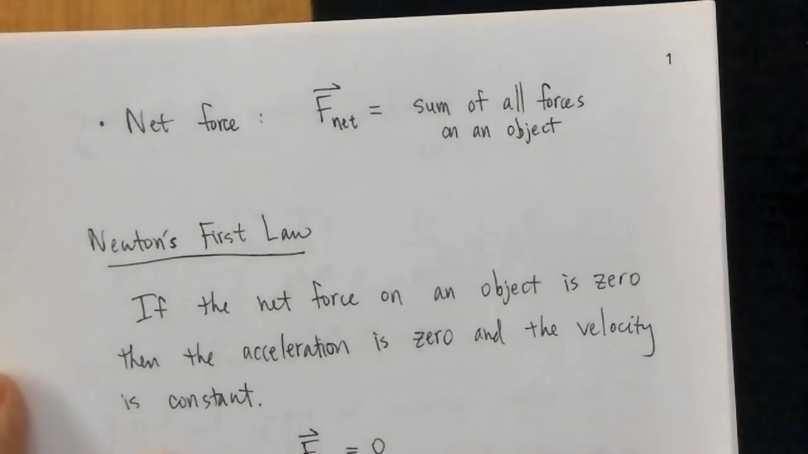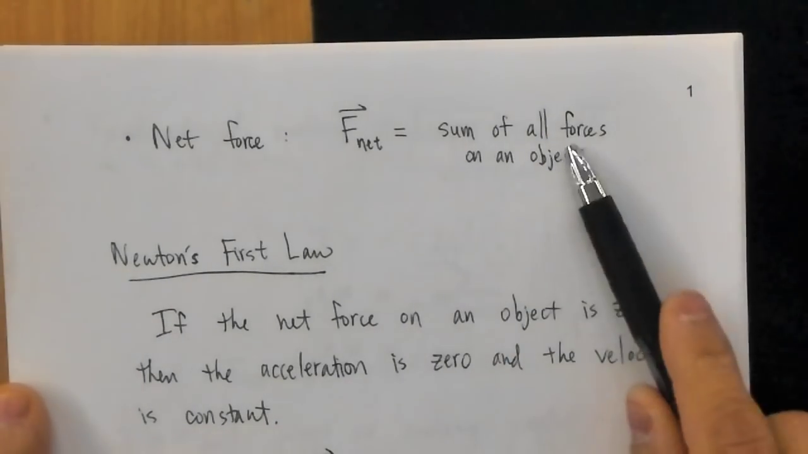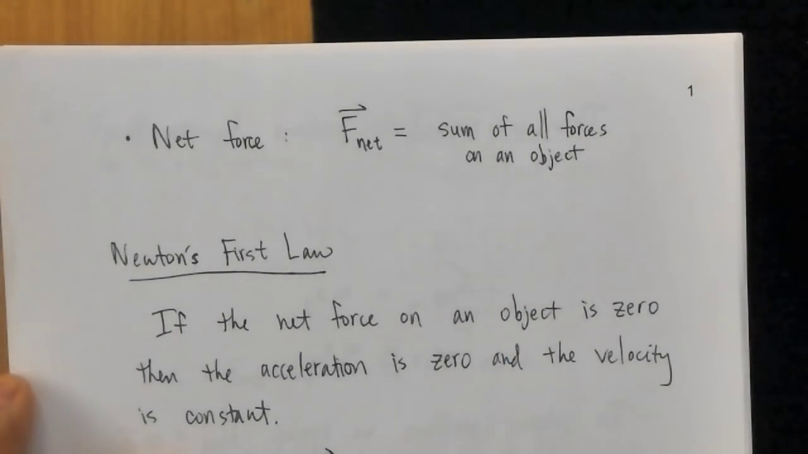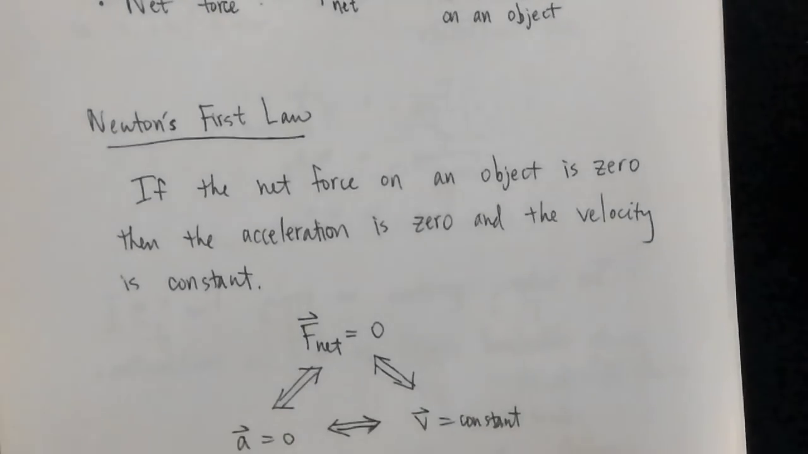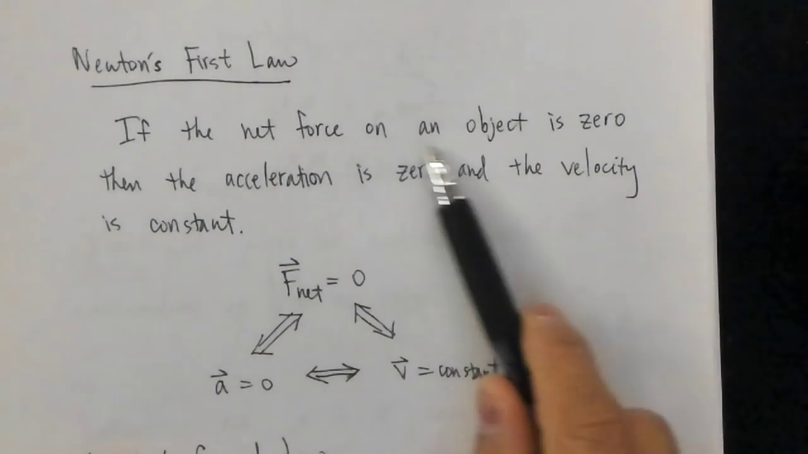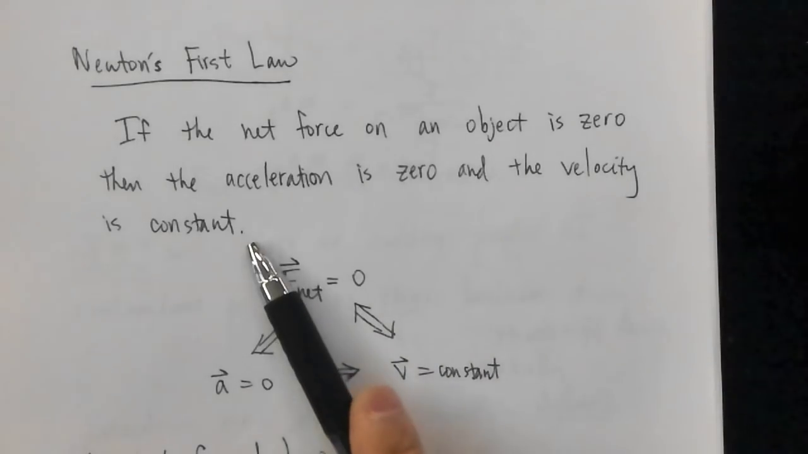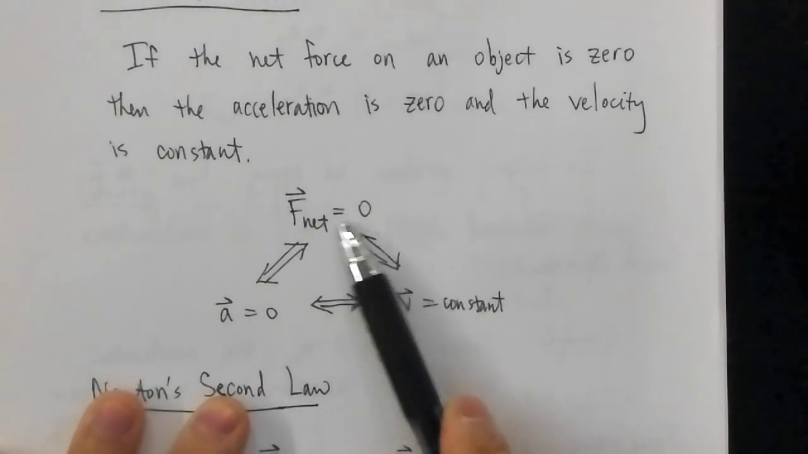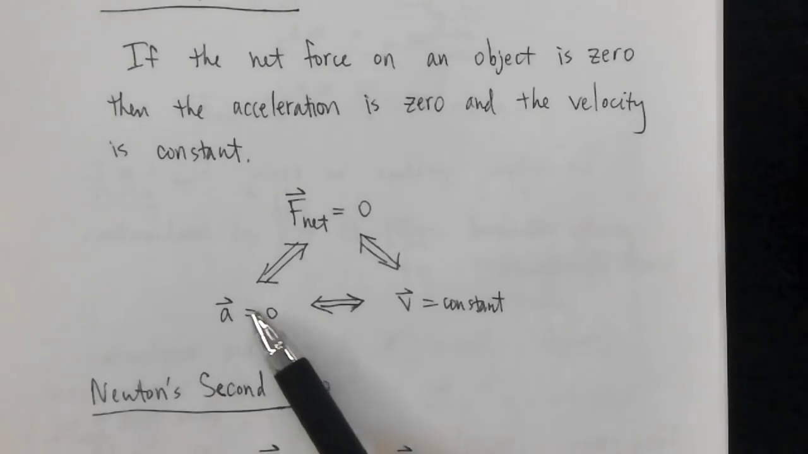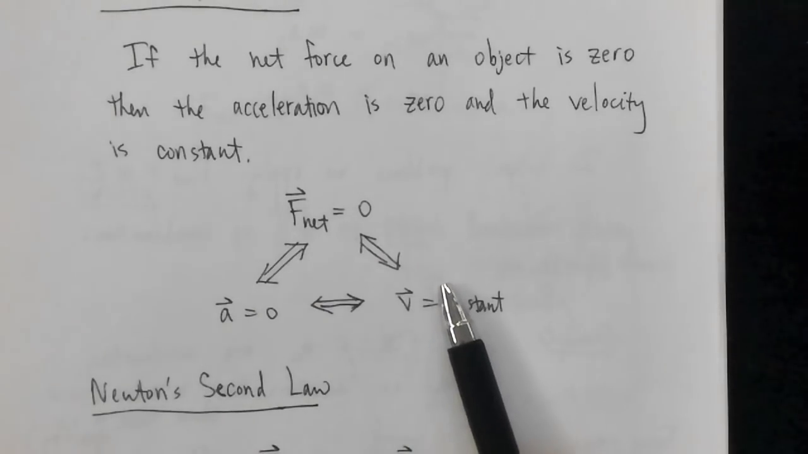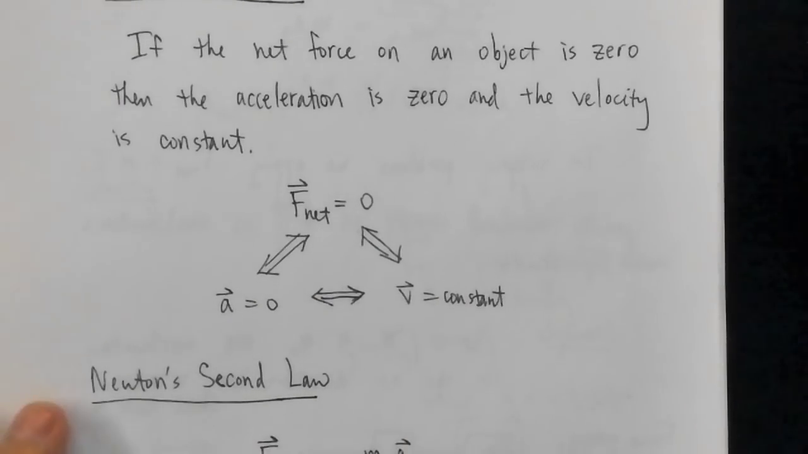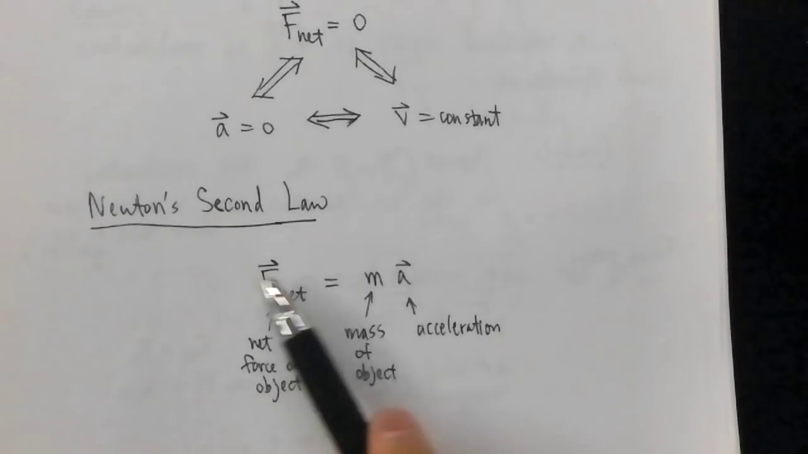I'm not sure why. Okay, net force, the sum of all forces on an object. So for the net force, you have to add up all the forces. You do the components in the various directions to get the net force. Newton's first law: if the net force on an object is 0, then the acceleration is 0 and the velocity is constant. Net force is 0, that means acceleration is 0, that means the velocity is constant for the object. Okay. Newton's second law.